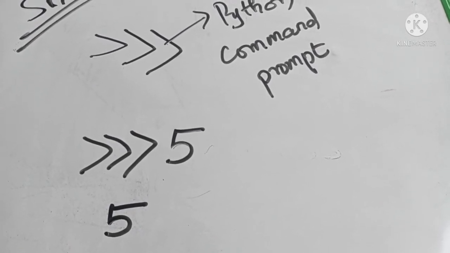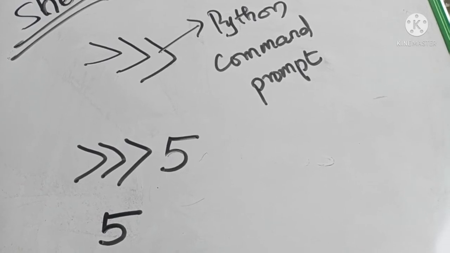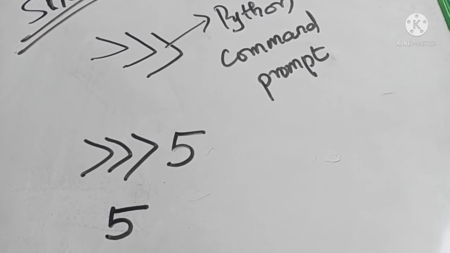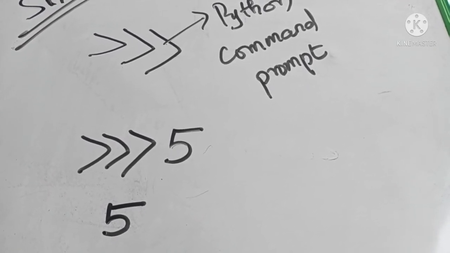I am just giving one input, which is 5, and the process will happen over there and the output will be 5 only, because nothing else will happen, right?